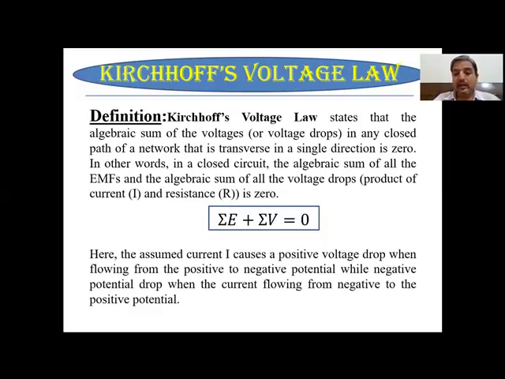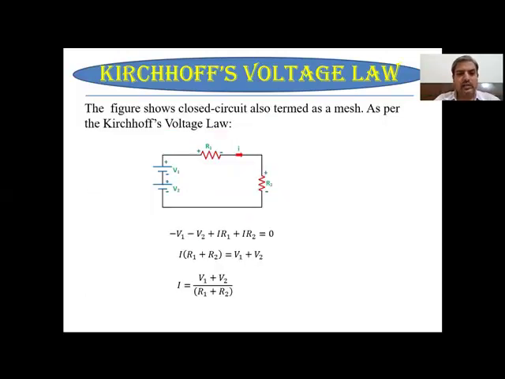By understanding the concept of KVL, another notation is made here: we assume that current I causes a positive voltage drop when flowing from positive to negative potential, and a negative voltage drop when current flows from negative to positive potential. Generally, current always flows from the positive terminal of a battery towards the negative terminal of another battery, and current always flows from higher voltage to lower voltage. We'll understand the concept of KVL with the help of one circuit diagram.